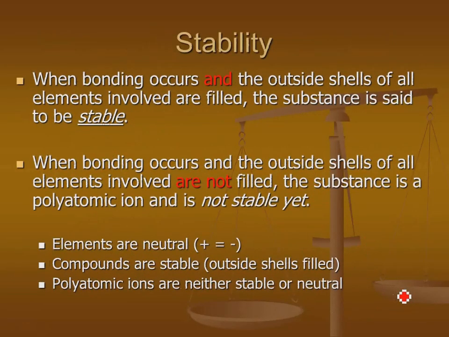Stability, again, is the term that we give to an element or to an atom that has its outermost shell full. So in the case where chloride gained an extra electron, had 7 in its outermost, now has 8, that element is now considered to be stable.